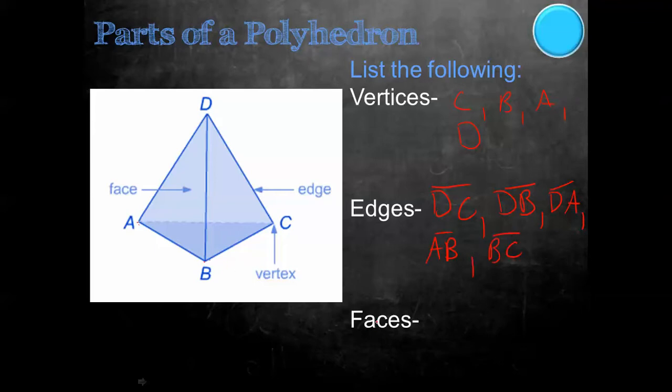The faces are the boundaries, the polygons that make up the polyhedron. So for this one, it has three faces. We'll say triangle DBC is one of the faces, triangle DAB, and then also triangle ABC is one of the faces. So faces are the boundaries, edges are the lines, and the vertices are the points.